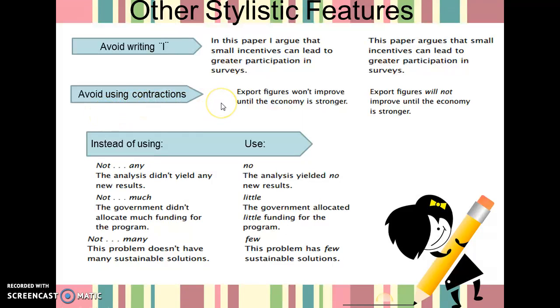This is a very famous tip. We have this example: Expert features won't improve until the economy is stronger. So instead of using won't, you use will not. More tips: instead of using not any, you use no; not much, little; not many, few.